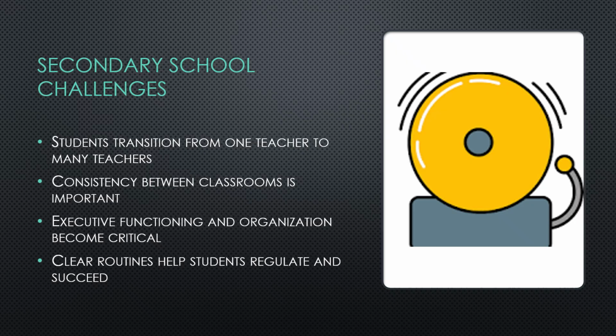This can be very overwhelming for students who struggle with organization, transitions, emotional regulation, or social communication. Students are also expected to become more independent in secondary school. They must manage schedules, deadlines, assignments, materials, and multiple teacher expectations. For some students, these executive functioning demands become a major barrier to success. Consistency and communication therefore become extremely important.